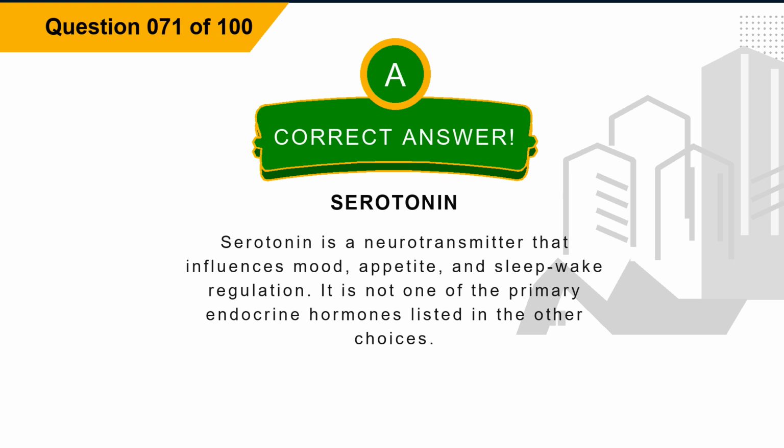Serotonin. Explanation. Serotonin is a neurotransmitter that influences mood, appetite, and sleep-wake regulation. It is not one of the primary endocrine hormones listed in the other choices.